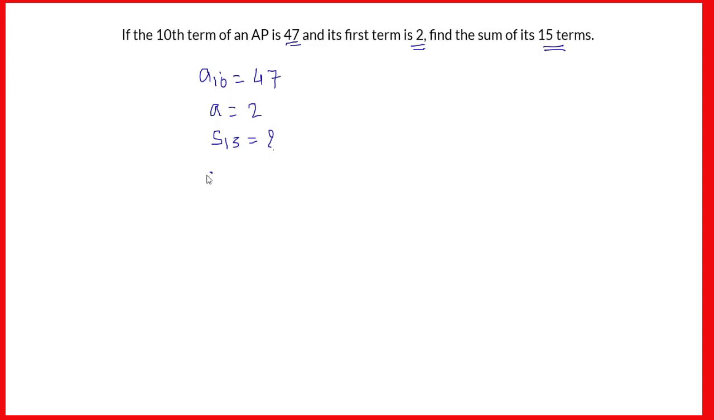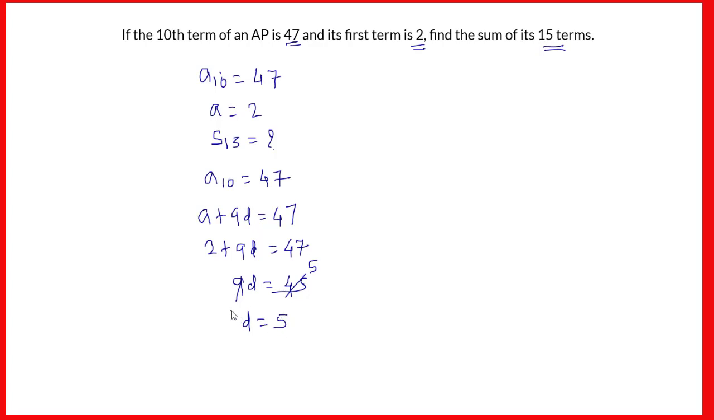So A10 is equal to 47. A10 we write as A plus 9D, which is equal to 47. And now put the value. A is given as 2, so it will be 2 plus 9D, that is equal to 47. Take 2 to the other side, so it will be minus 2. So 47 minus 2, that will be 45. So 9D is equal to 45, and 9 5s are 45, and so we get D is equal to 5.